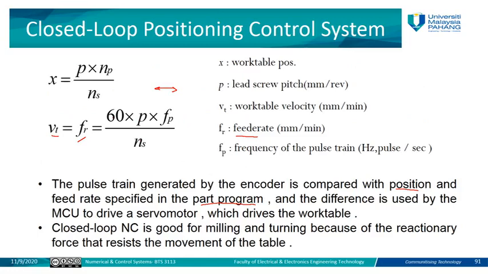The closed loop is good for milling and turning because of the reactionary force that resists the movement of the table. Since there is a force resisting the movement of the table, we need feedback about the actual current position, and also to allow the servo drive to adjust to the correct position required by the milling and turning machines.